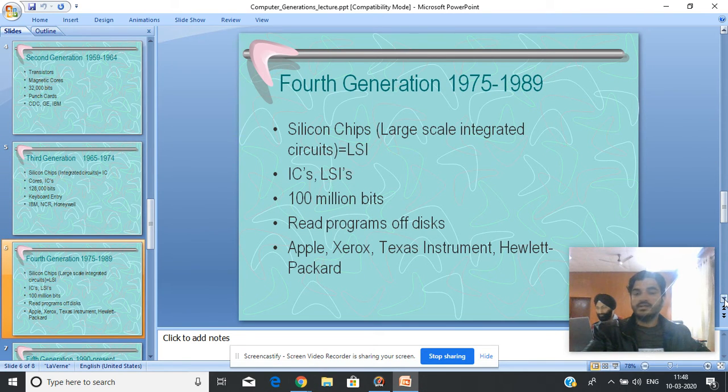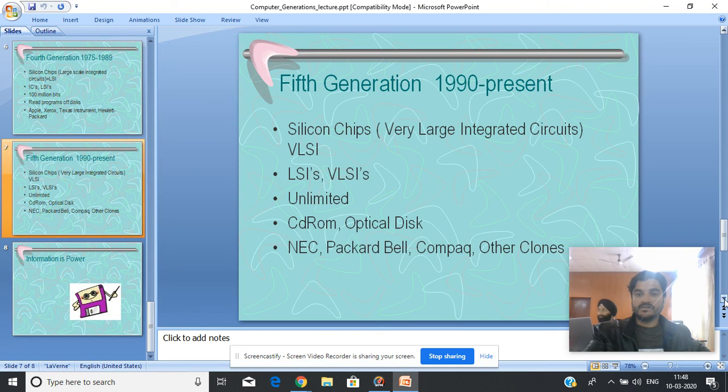Fourth generation, 1975 to 1989. In that, silicon chips are introduced. LSI, IC, 100 million bits storage capacities are introduced. Read program of disk, that means you can store your program in disk. And the major computers in that era are Apple, Xerox, Texas, Hewlett Packard.